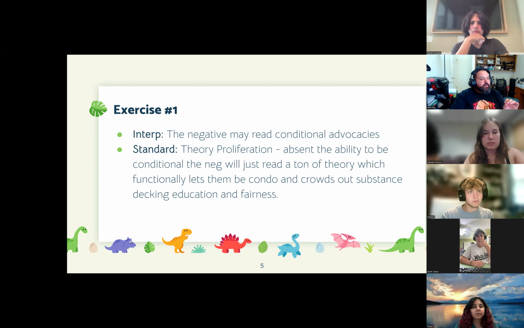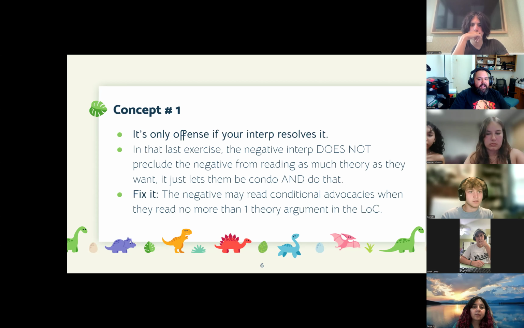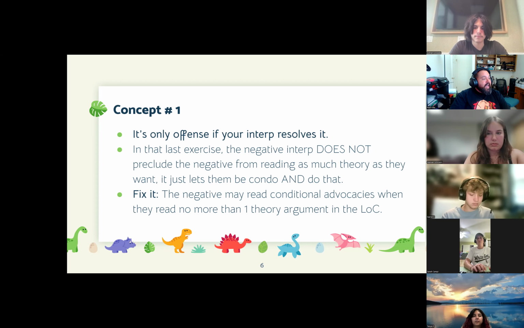Okay, kind of let you folks sit on that for a second. I'm just going to give you the answer, right? The negative may read conditional advocacies when they read no more than one theory argument in the LOC. That integrates the number of theory arguments that can be read, so it solves for theory proliferation while still allowing you to be conditional.